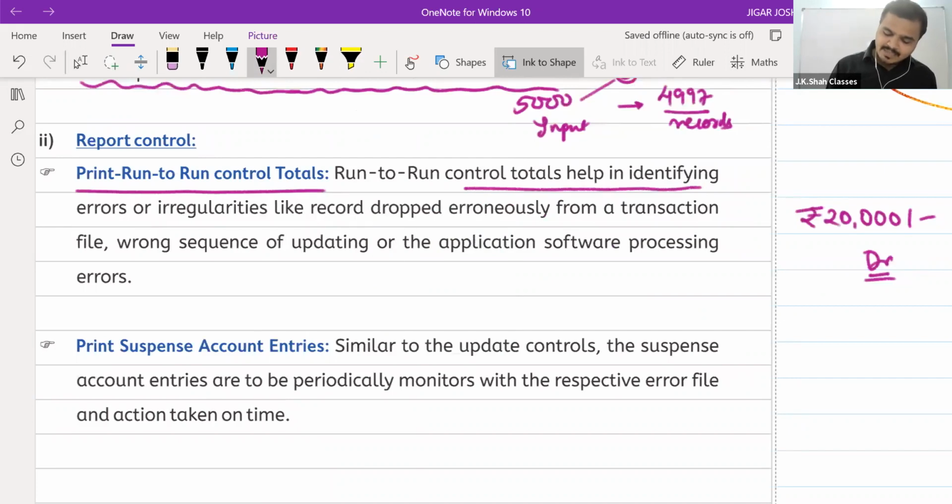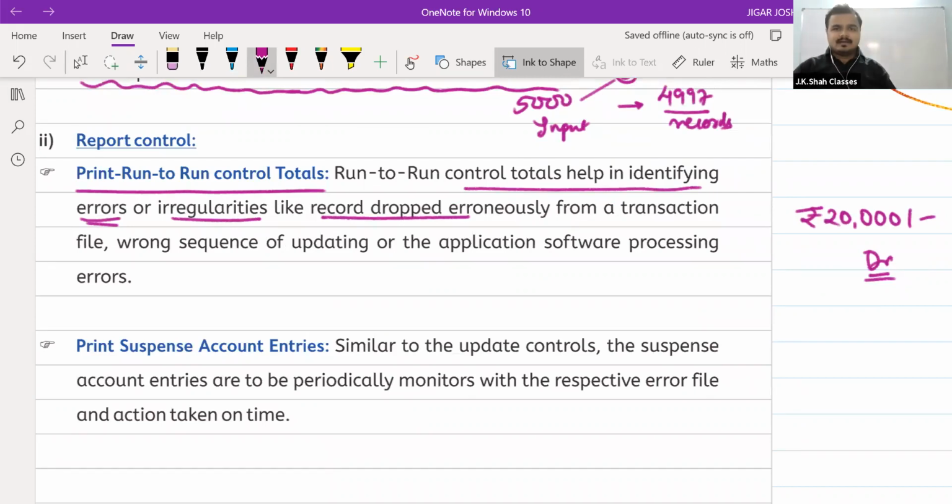Run-to-run totals help in identifying errors or irregularities like a record dropped. What is a record dropped? Some input has been taken, the process has been done, but the output is not generated, between input and output only. The record got dropped. Then that is called what, people? A record dropped erroneously or with mistakes, okay?